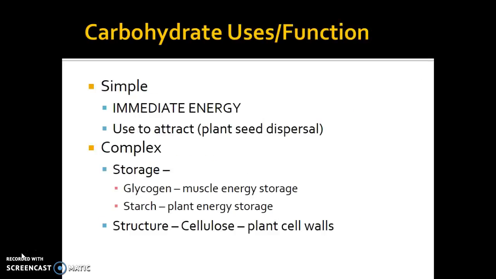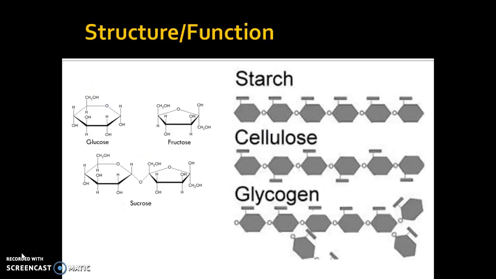So you have some uses and functions for carbohydrates. Primarily, carbohydrates are for energy, whether that's immediate as a simple carbohydrate, or complex carbohydrates for longer storage of energy. Glycogen is how animals typically store energy in their muscles. Plants usually store their energy as starch. And plants also use a polysaccharide called cellulose to build structures like their cell wall. So you can see here that you have 3 different examples of polysaccharides, and they have slightly different shapes because they have different functions.